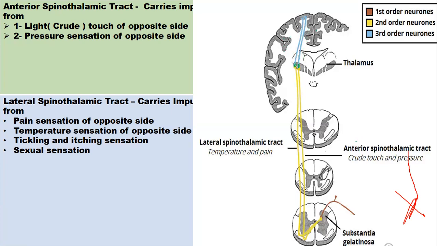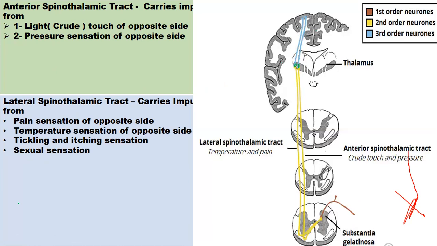So this is the complete tract, but the only thing we need to remember is that the anterior spinothalamic tract is concerned with crude touch and pressure sensation. Why the opposite side? Because it crosses. Then the lateral spinothalamic tract is concerned with pain, temperature, tickling, itching, and sexual sensation. If you are studying from the point of view of physiology, you need to remember which tract is concerned with which sensation.